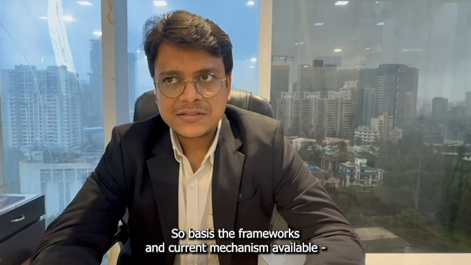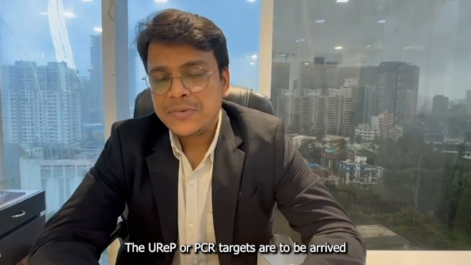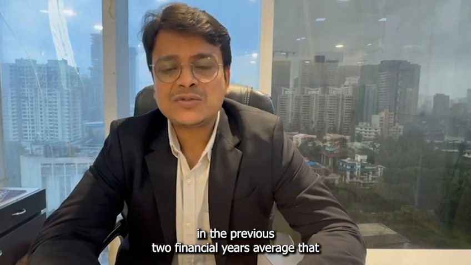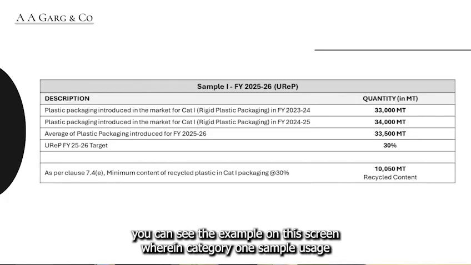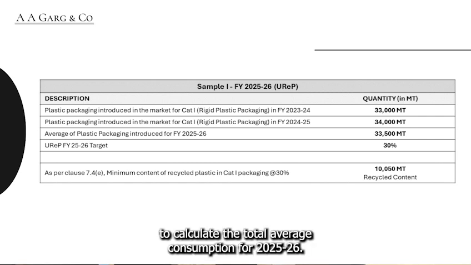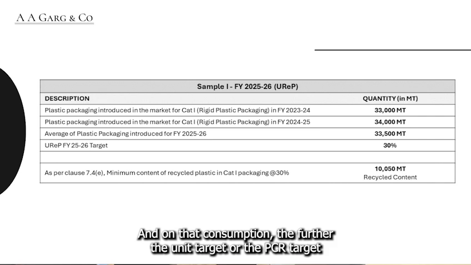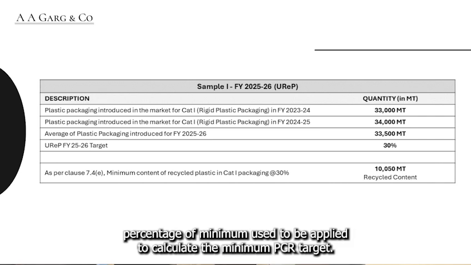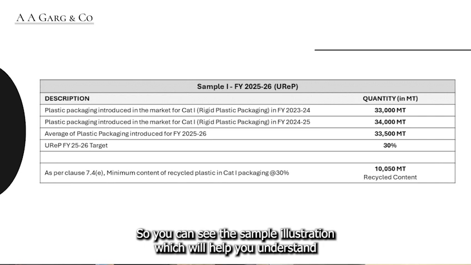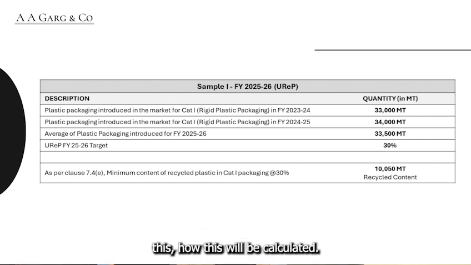Basis the frameworks and current mechanism available, the UReP PCR targets are to be arrived at the category level of plastic packaging utilized in the previous 2 financial years, averaged out. You can see an example on the screen wherein category 1 sample usage numbers have been taken for 2 financial years, 23-24 and 24-25, to calculate the total average consumption for 25-26. On that consumption, the UReP or PCR target percentage of minimum use is to be applied to calculate the minimum PCR target the company has to fulfill. You can see the sample illustration, which will help you understand how this will be calculated.